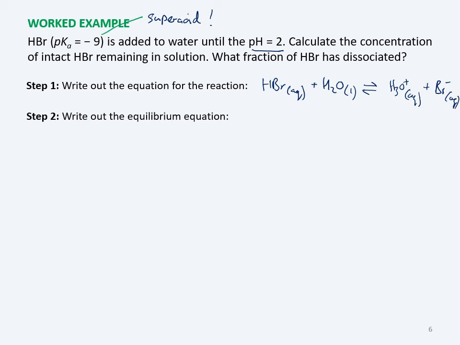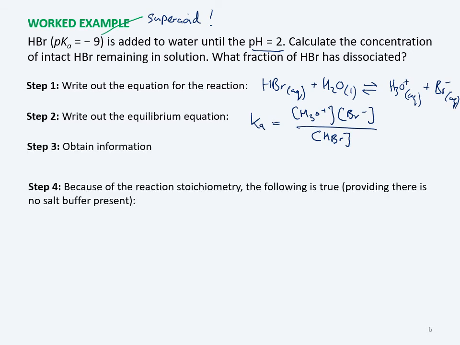And we can also write out an equilibrium expression. So Ka is equal to the concentration of H3O plus times the concentration of Br minus, all over the concentration of HBr that hasn't dissociated at equilibrium. These are all concentrations at equilibrium.